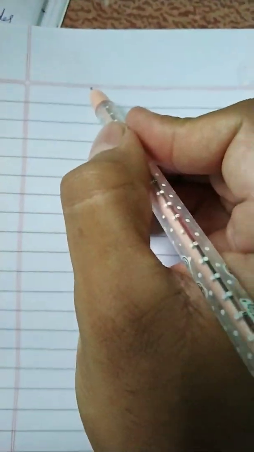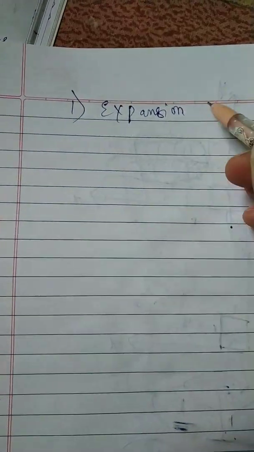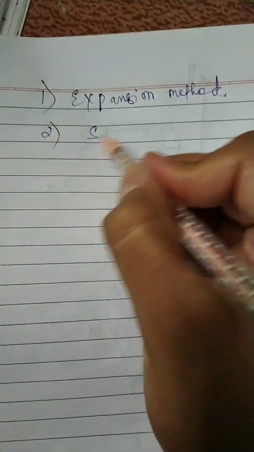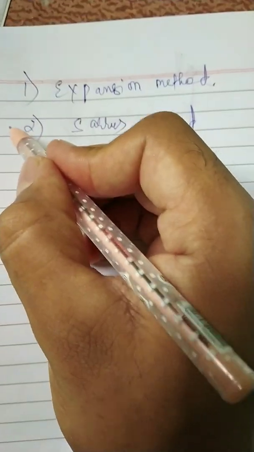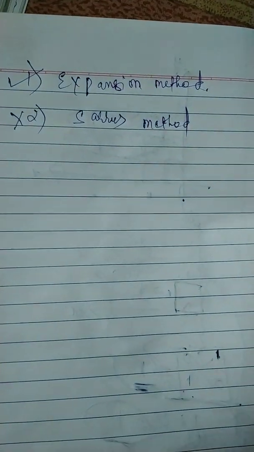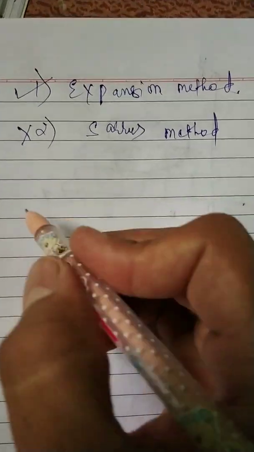Now there are two methods to find determinants. One is the expansion method. Another is Sarrus method. You people don't have this; you will be learning only the expansion method. So what is this expansion method? Let's see that in detail.